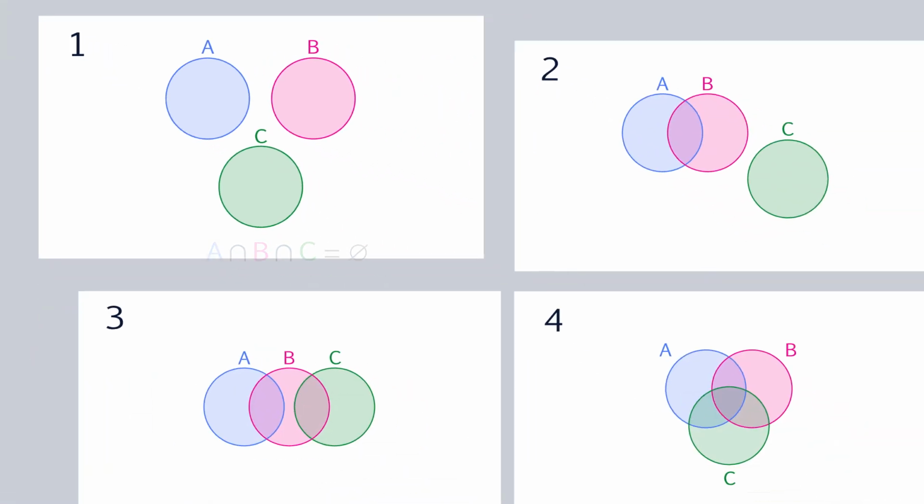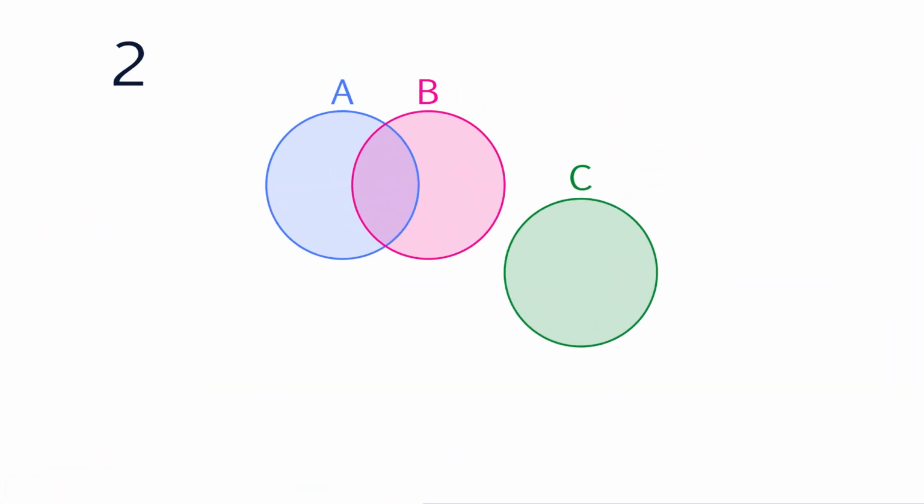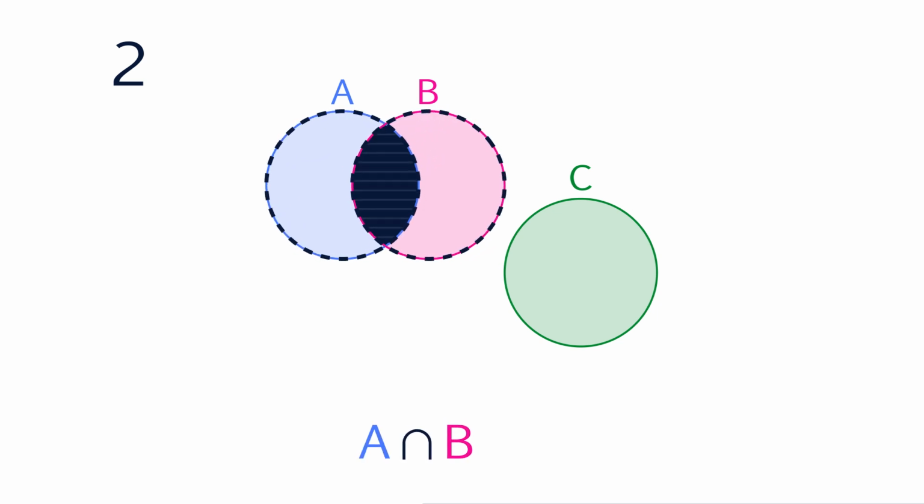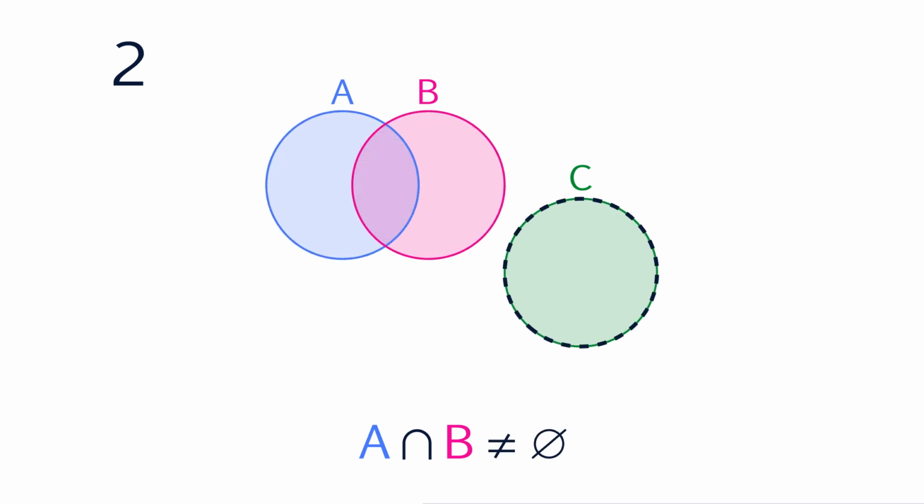Moving on to the second Venn diagram, two of the three circles overlap. In this case, sets A and B share one or more elements. The intersection of sets A and B is therefore not an empty set. Set C, however, has no common elements with A and B.